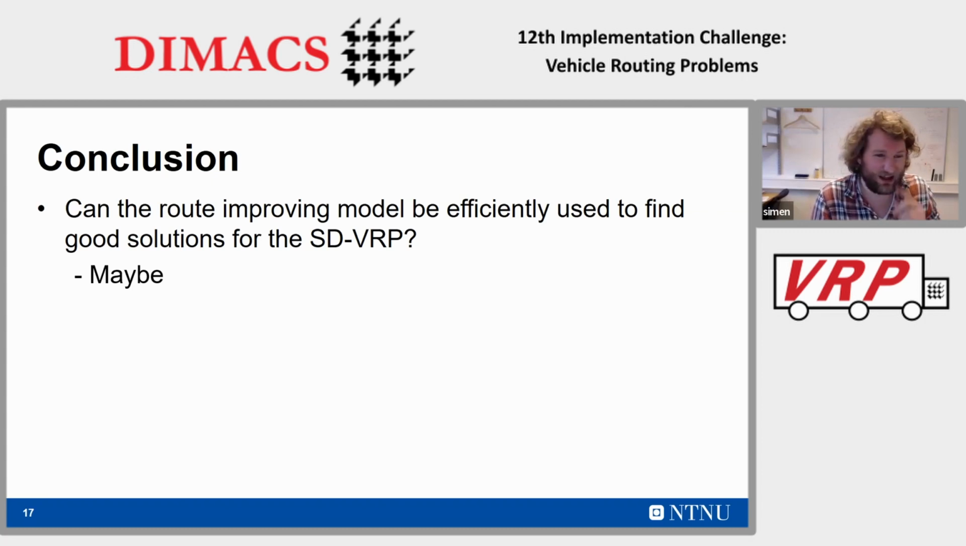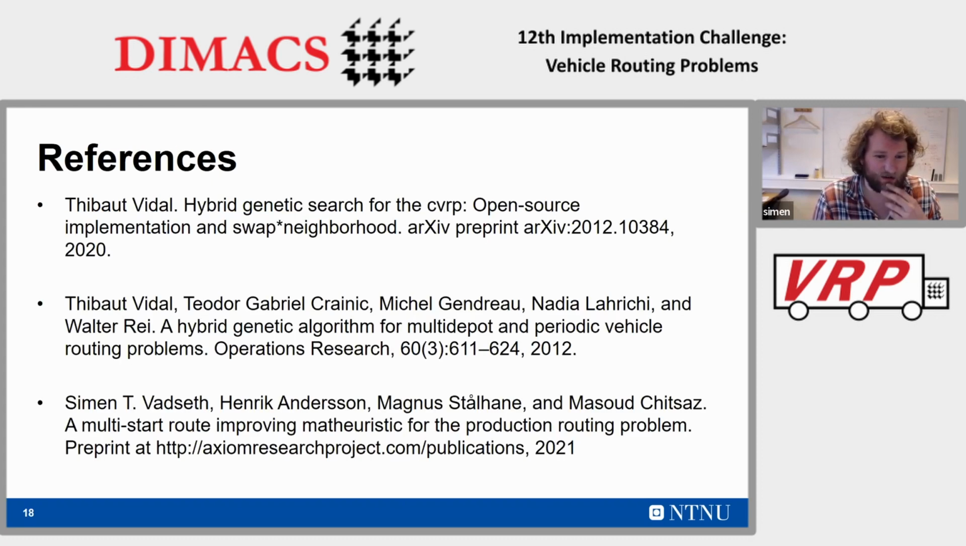And that was all I had. The production routing paper, where we introduced this improvement model, will hopefully be accepted soon. There's a preprint available online.